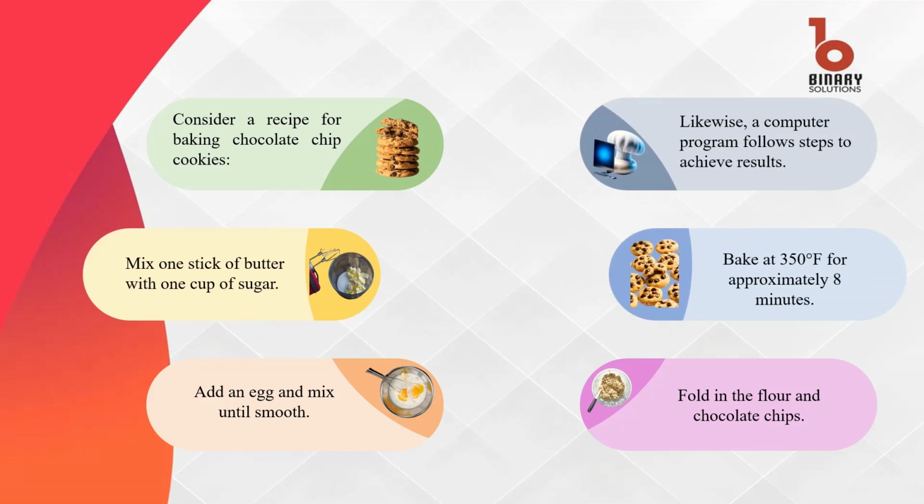Similarly, a computer program includes instructions like multiplying numbers or displaying results. The program follows these steps to achieve the desired outcome, just like a chef follows a recipe to bake cookies. So, whether you are programming a computer or following a recipe, you are working with a sequence of instructions that lead to a final result. Understanding these basics is the first step toward becoming a proficient programmer.